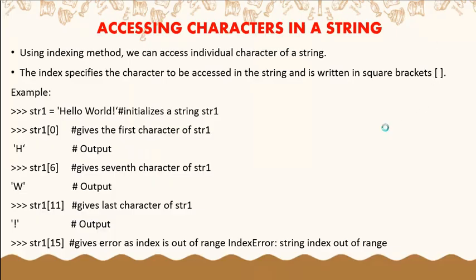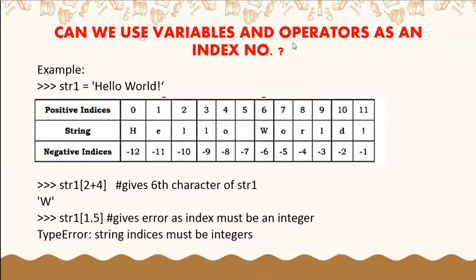Now, can we use variables and operators as an index number? Yes. If you are giving any expression like this, in this example str1[2+4], that means str1[6]. So it will give the sixth character of str1. You can see the memory map here, and at position number 6 it will return the character w. So in this way you can give variables and operators also.